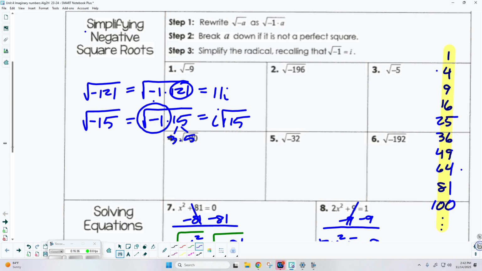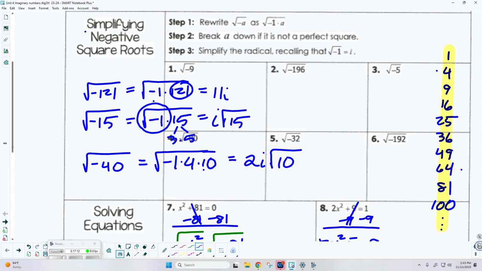Now let's say you did have a value that you could simplify. Like what about the square root of -40? I'm going to break this apart. So here's the -1. What's the largest perfect square that would evenly divide 40? 4. In fact, 4 times what? 4 times 10. The square root of 4 is 2. What's the square root of -1? i. And then 10 has to become your new radicand.